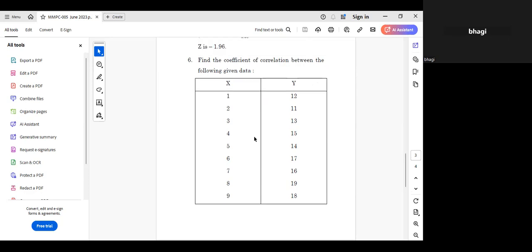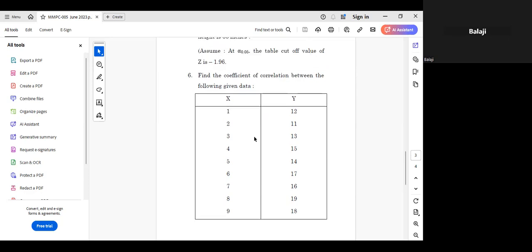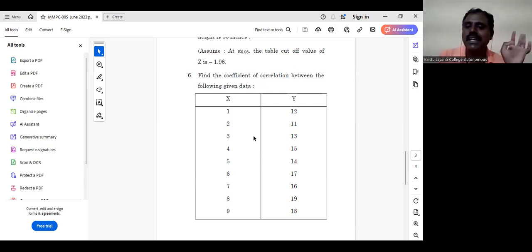Sir, with that also we'll get full marks, right, sir? Yes, sir. For problems you can get the complete mark. If your answer is correct, you can get 20 out of 20. Okay, sir. Thank you.